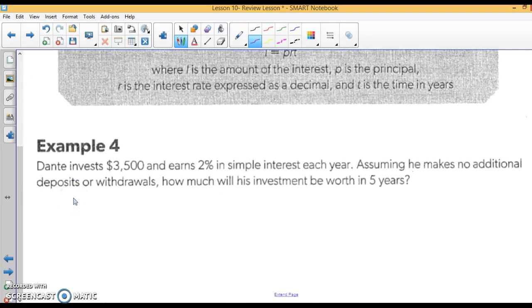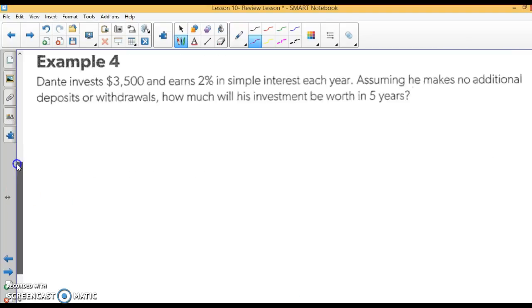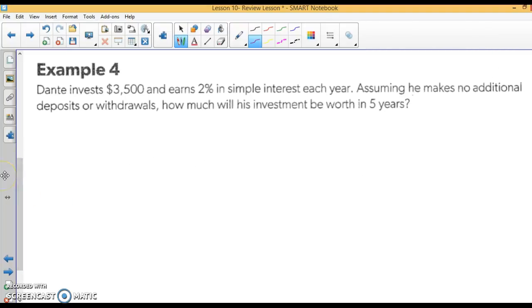So, Dante invests $3,500 and earns 2% in simple interest each year. Assuming he makes no additional deposits or withdrawals, how much will his investment be worth in 5 years? As soon as you see that interest, you know you're going to be using this formula. I equals PRT. And remember, I like you to define the variables so you know what's going where.